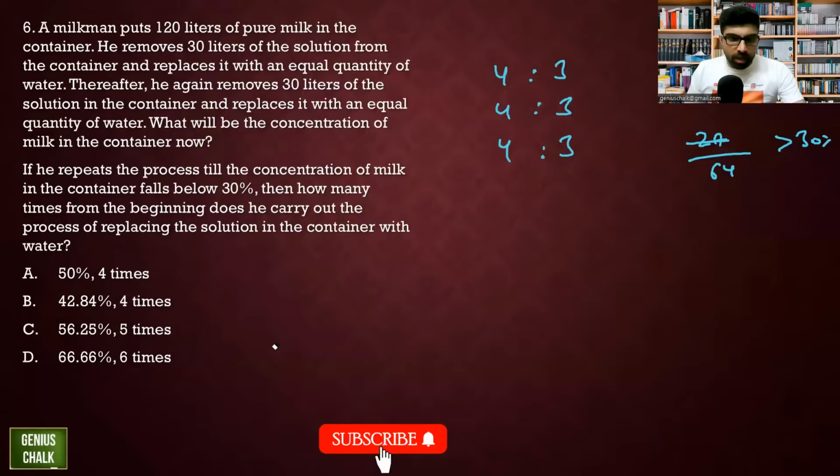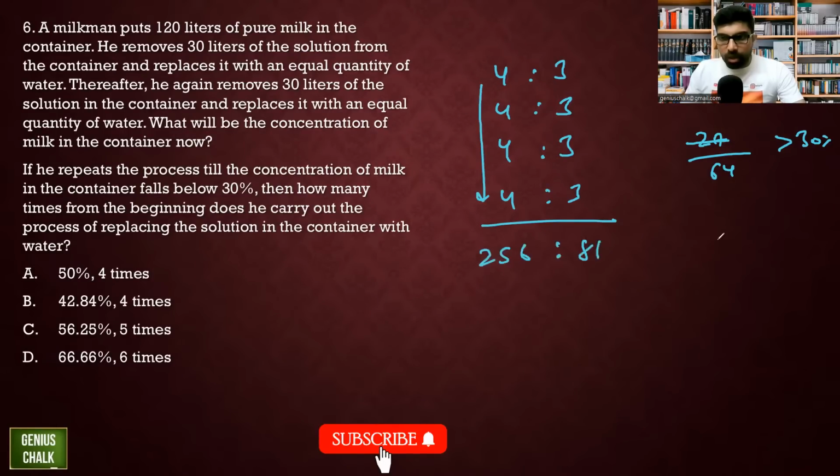Okay. Let's try it one more time. It is 4, it is 3. Now 4 to the power 4, if you multiply, is 256, and 3 to the power 4 is 81. So is 81 by 256 less than 30%? 81 3s are 243, and it is more than that. So this is also greater than 30%. So 4 times also could not be my answer.